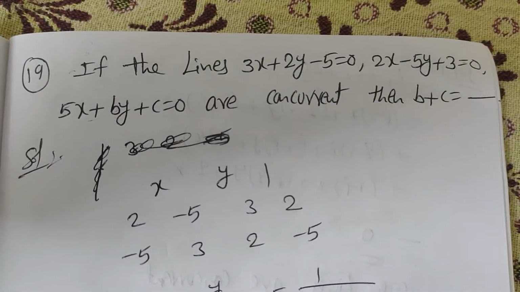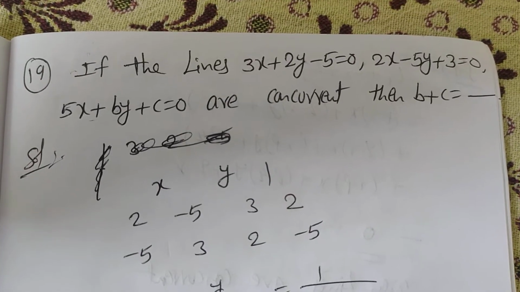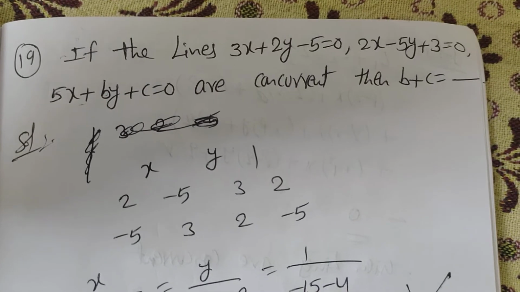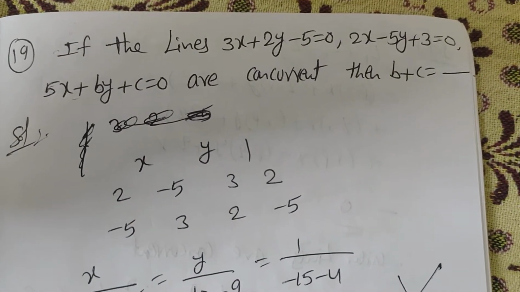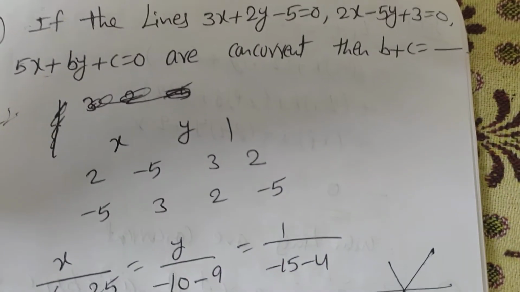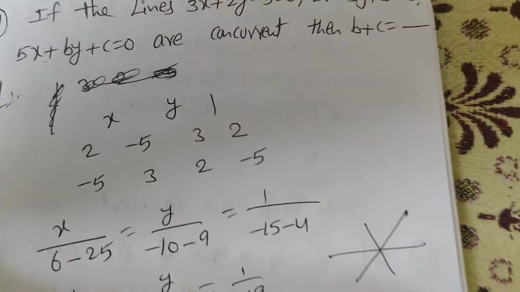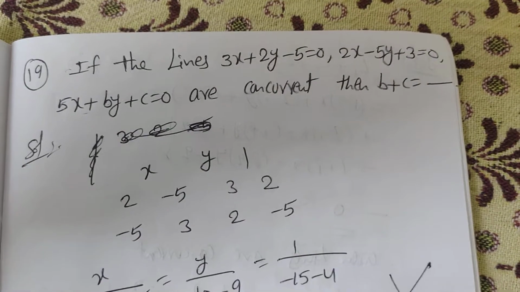So next question is, if the lines 3x plus 2y minus 5 is equal to 0, 2x minus 5y plus 3 is equal to 0, 5x plus by plus c is equal to 0 are concurrent, then b plus c is equal to. So whether you go for determinant is equal to 0 or another method, in one problem I will explain one method. In different problems, I am explaining different methods.